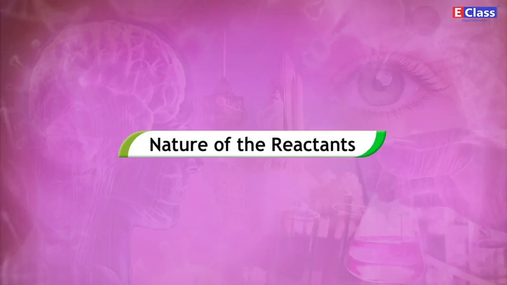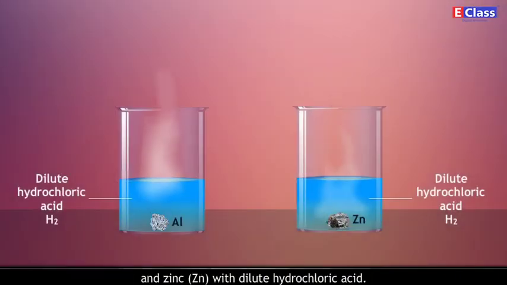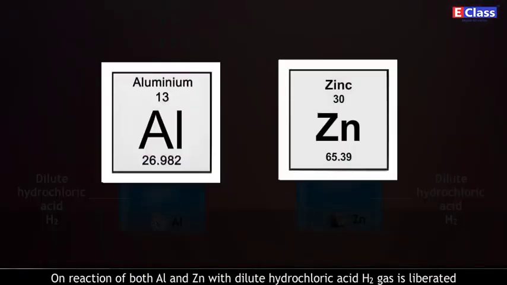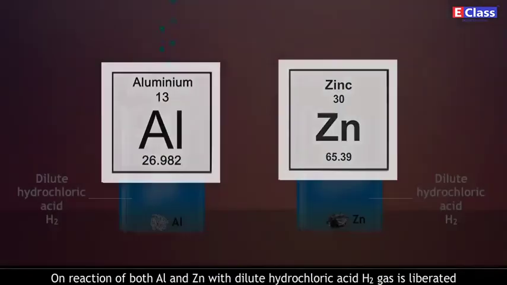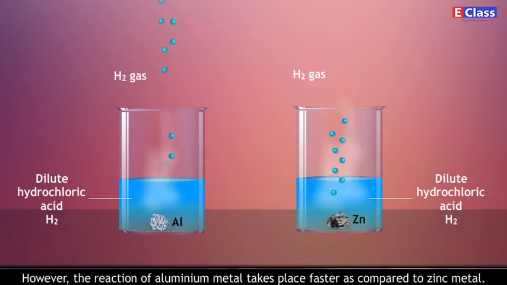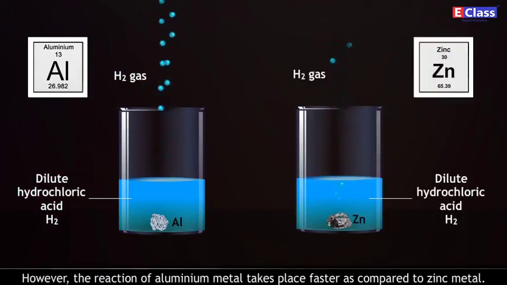A. Nature of the reactants. Let us see the reaction of the metals aluminium, Al, and zinc, Zn, with dilute hydrochloric acid. On reaction of both Al and Zn with dilute hydrochloric acid, H2 gas is liberated and water-soluble salts of these metals are formed. However, the reaction of aluminium metal takes place faster as compared to zinc metal.